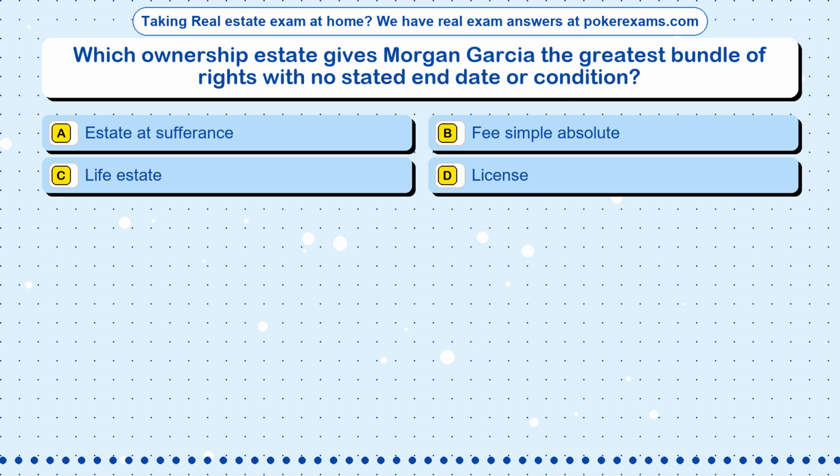Question 94. Which ownership estate gives Morgan Garcia the greatest bundle of rights with no stated end date or condition? Option A. Estate at sufferance. Option B. Fee simple absolute. Option C. Life estate. Option D. License.